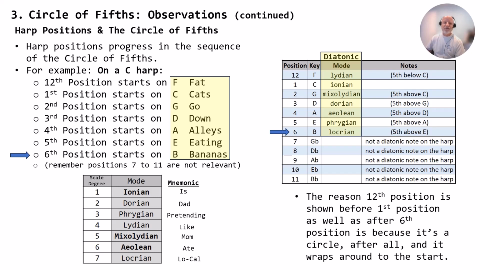It's just best for showing these principles, and then once you get those embedded in your head, then it's easy to go between harps and apply the same principles. So why did I show 12th position before first position? Well, as you can see, it's because it's kind of a circle. A circle of fifths is a circle, and it kind of wraps around to the beginning. And so you can see that 12th position is a fifth below C.